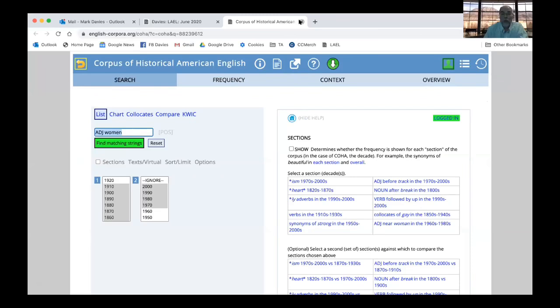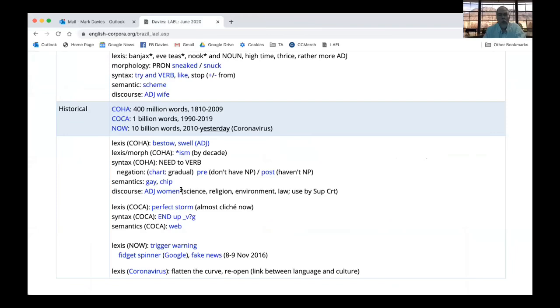A lot of people have used COHA to look at issues like issues in science, religion, environment, gender studies, legal issues. COHA and COCA have been used several times in arguments before the United States Supreme Court, saying, okay, we think we know what this word means now in 2016 or 2020, but how was that word being used back in the 1870s or the 1880s when a particular law was written? And a large corpus allows you to do that. Okay, so that's COHA, and that's the last 200 years.